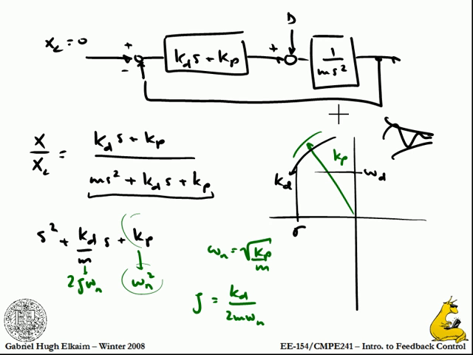And the Kd term, the derivative term, is going to bring me back in and sort of fold me down along the lines of constant zeta. So I'm going to bring that down.